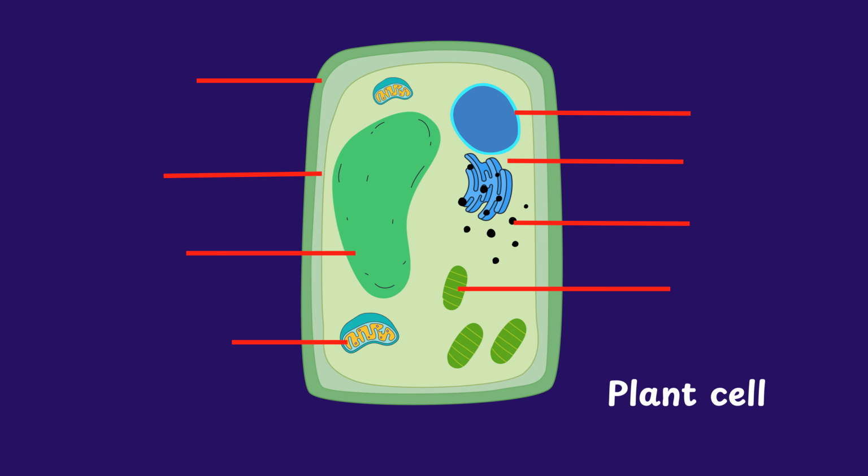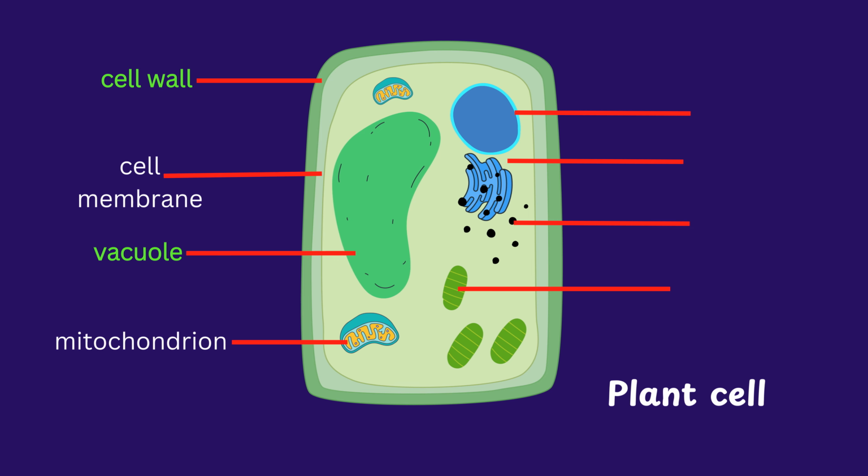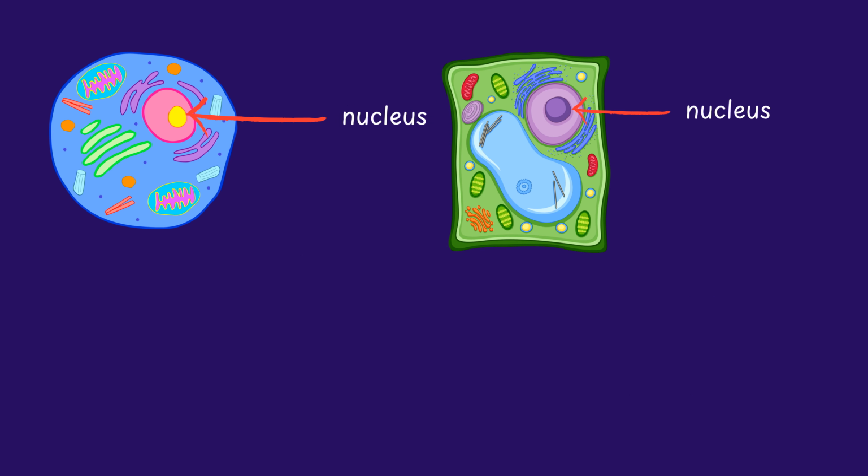All right, let's begin. First one is the cell wall, cell membrane, vacuole, mitochondrion, nucleus, cytoplasm, ribosome, chloroplast. If you notice the words in green, those are the extra 3 that you need to know for a plant cell. Students, just a reminder, plants and animals are classified as eukaryotes.